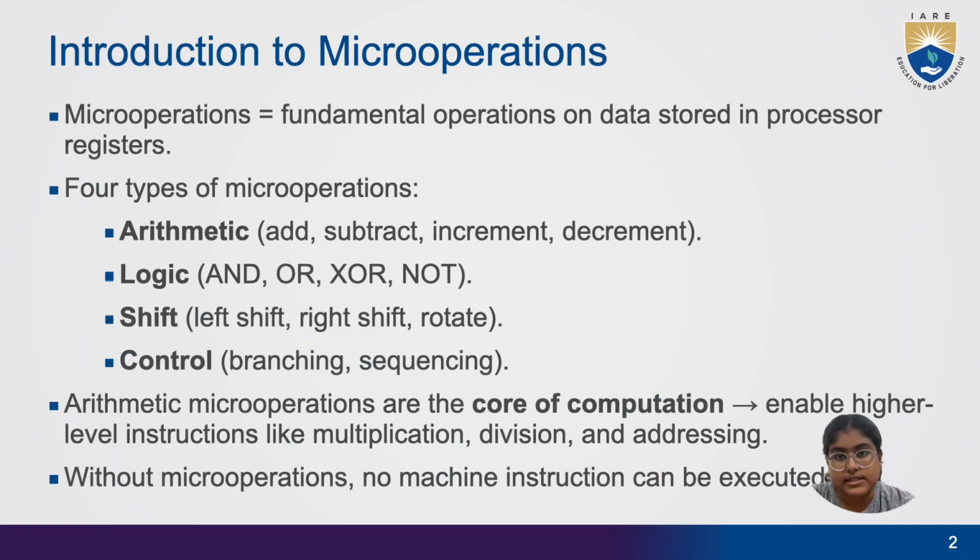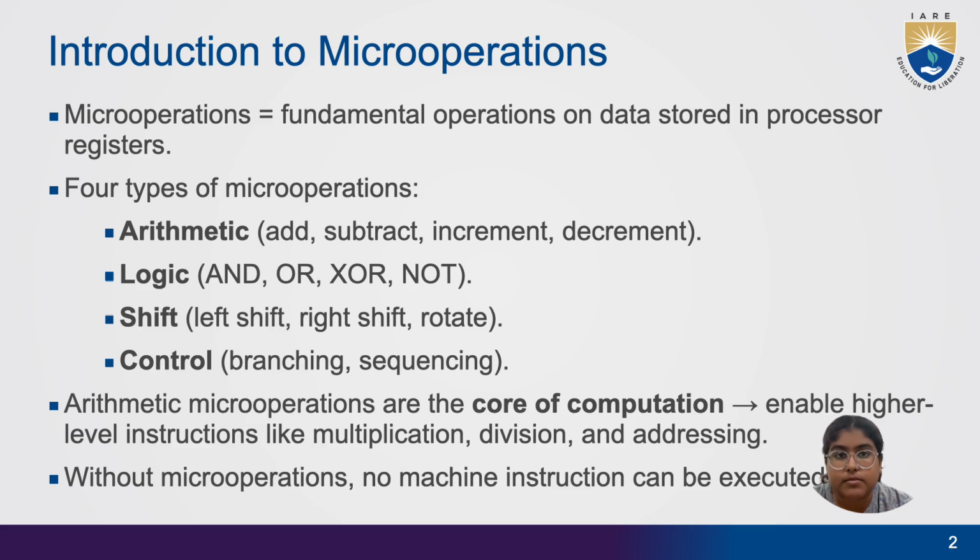Let's begin with the basics. Micro-operations are the smallest atomic operations a CPU performs on the contents of registers. Without them, no instruction could ever be executed. There are four broad categories: arithmetic, logic, shift, and control. Today, we're focusing on arithmetic, the ones that deal directly with numbers. These are the building blocks for higher level operations like multiplication, division, and even addressing memory.